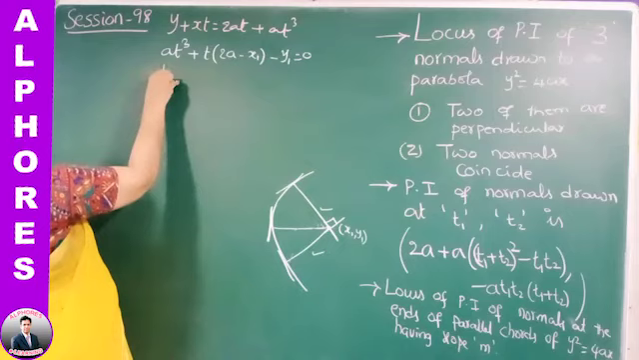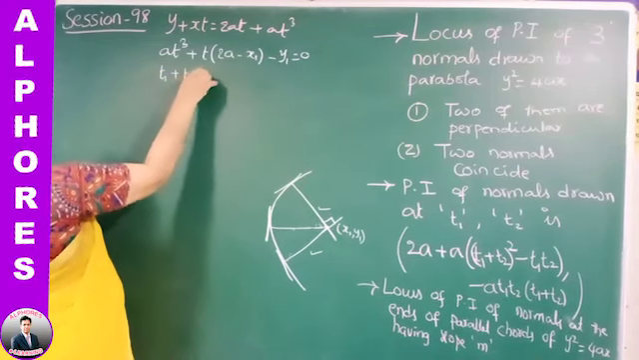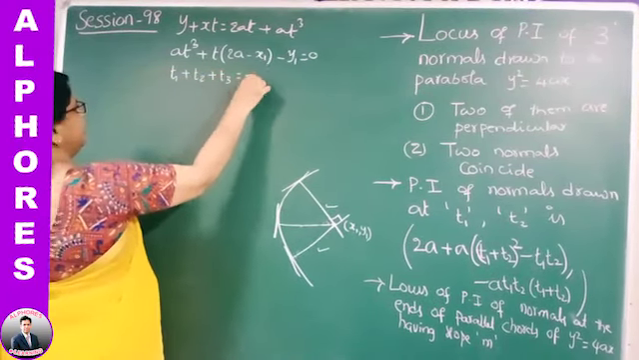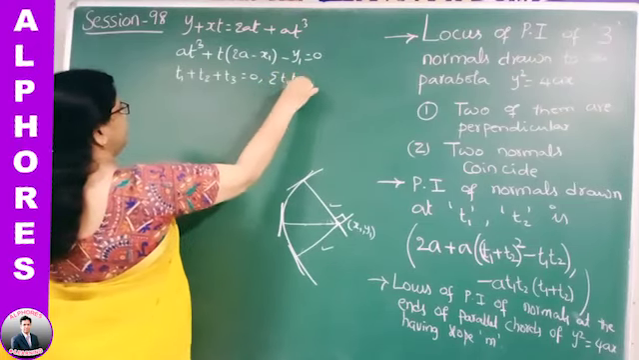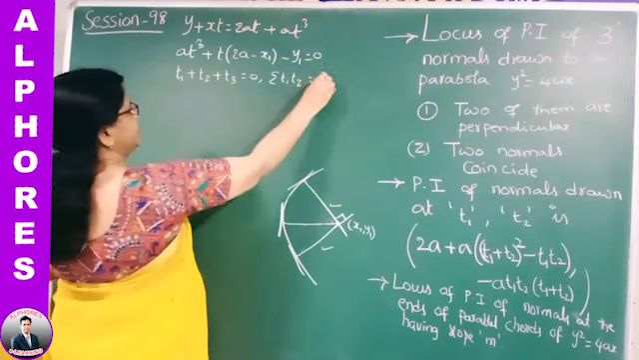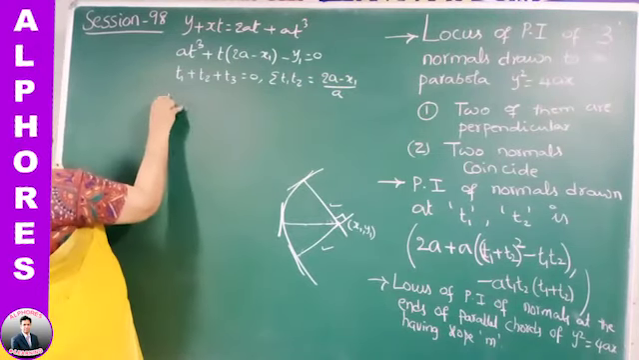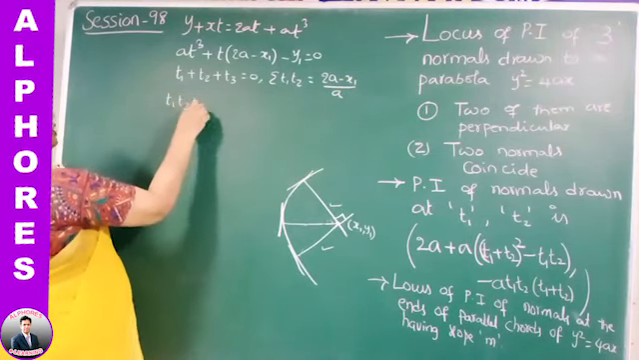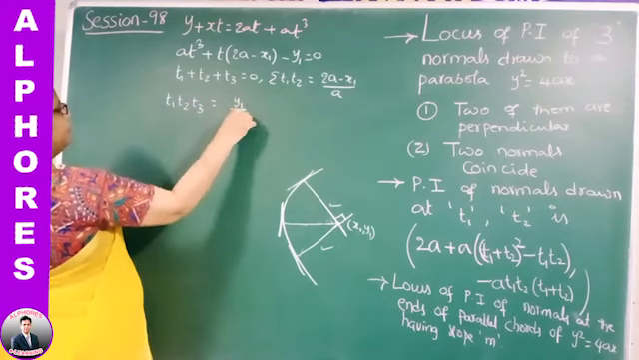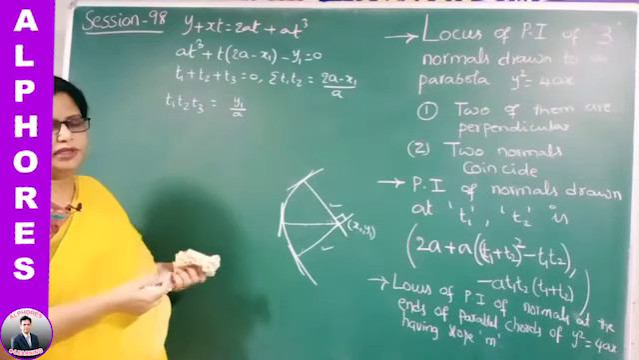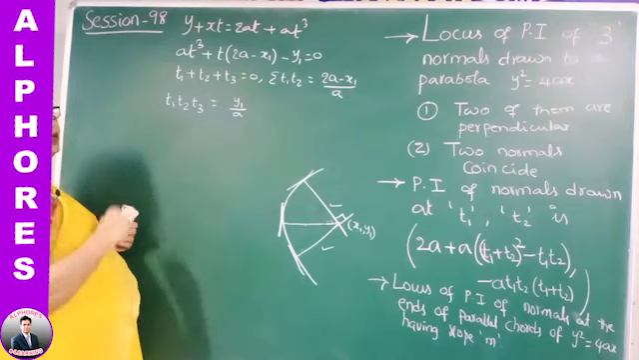Therefore we can write the sum of the roots t1 plus t2 plus t3 is 0, and the sum of products t1 t2 is (2a minus x1) divided by a, and the product of the roots is y1 by a. Using the cubic equation we have obtained these values.